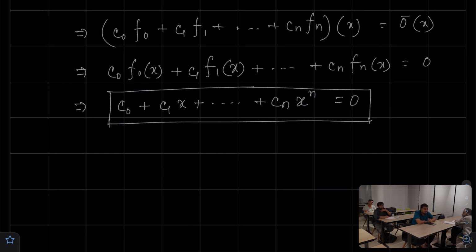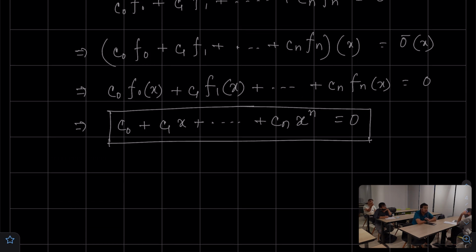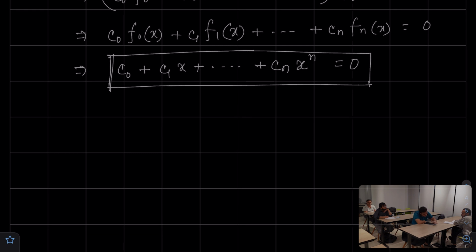This equation says that we have 0 into 1 plus 0 into x. So we can say that for any value of x, it has to be satisfied. Is it always possible? Because I choose x arbitrarily, and when I act the zero vector on this arbitrary element x, the result is equal to 0. And this x is arbitrary, right?